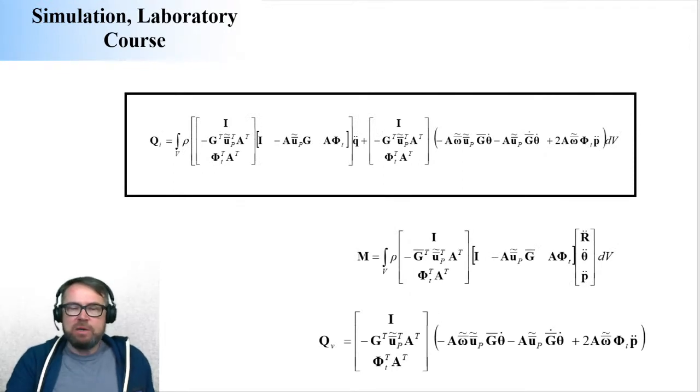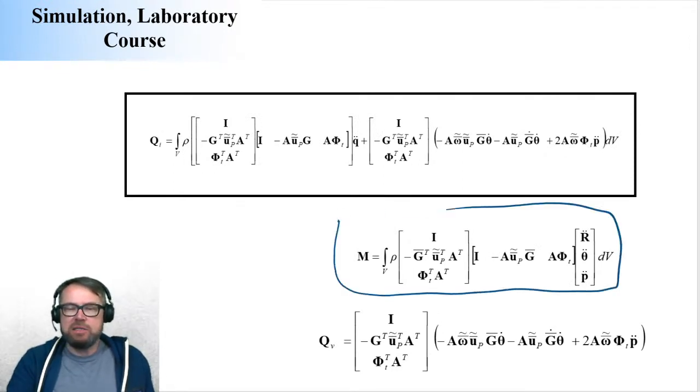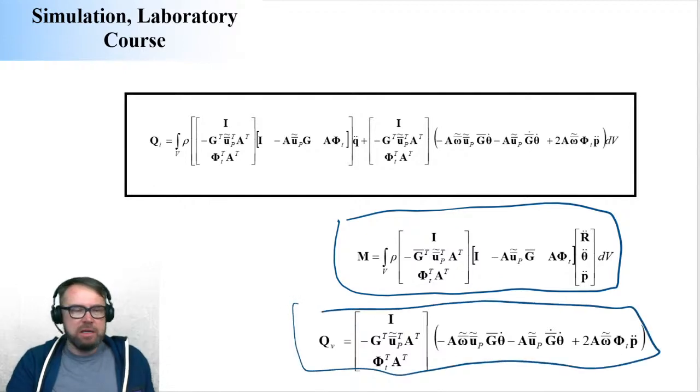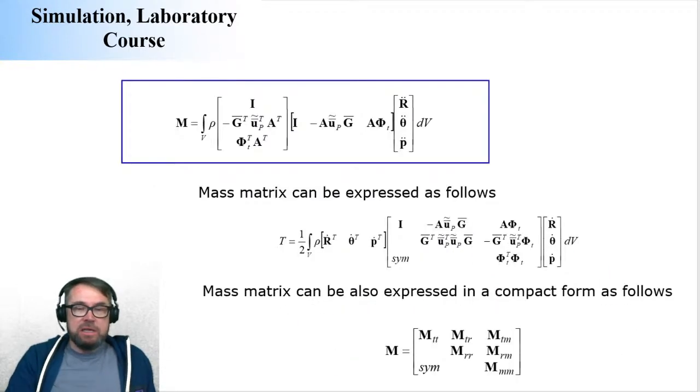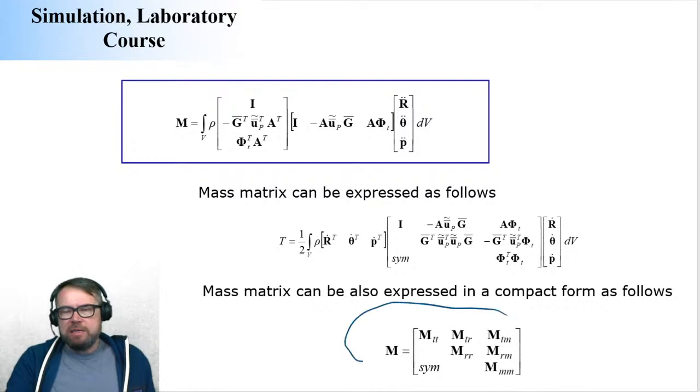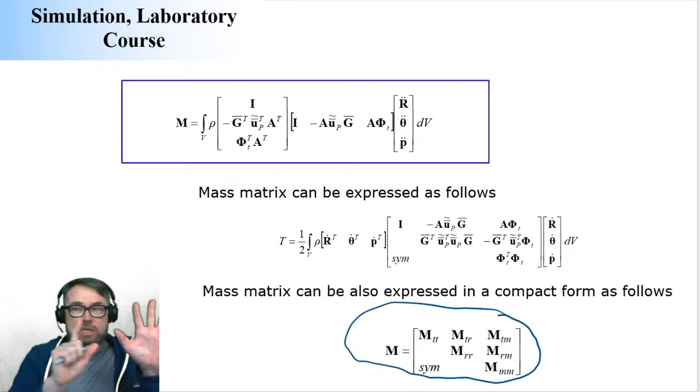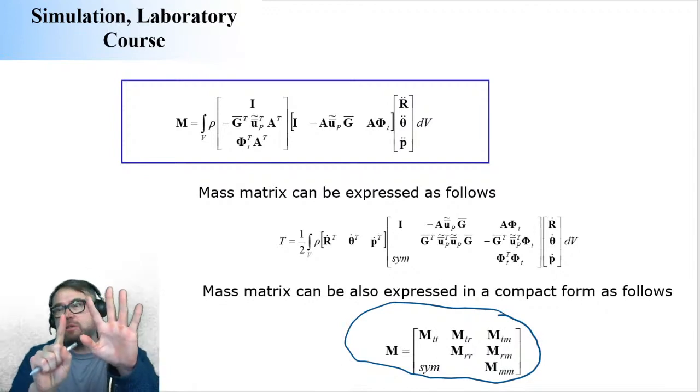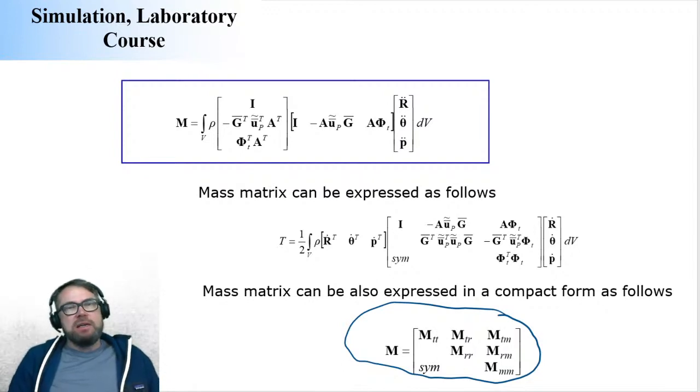So it's going to be the mass matrix. This is how you can describe the mass matrix. This is how the quadratic velocity vector looks this time. And once you keep on manipulating things, finally your mass matrix starts to look like this. Now the mass matrix is the one that consists of six different components.